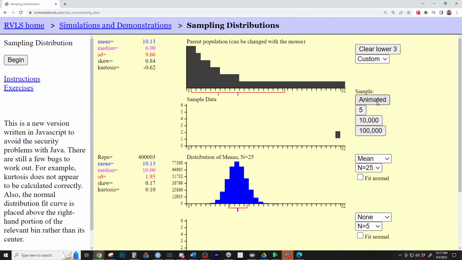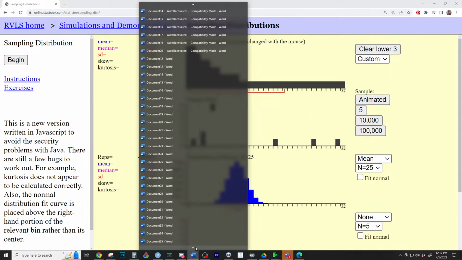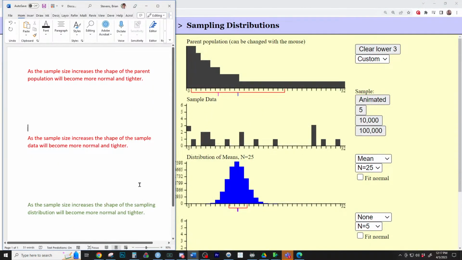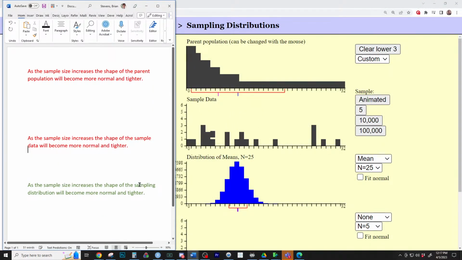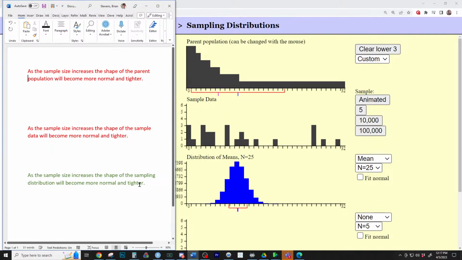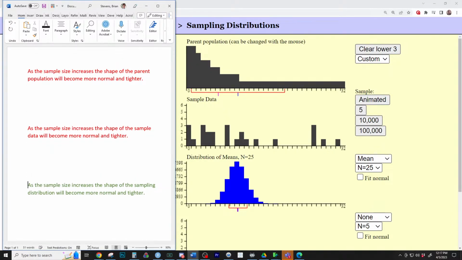But the sampling distribution is what can happen theoretically over repeated sampling. So you can see right here how I have it listed, and I'm trying to connect it to where the colors are for this. So these are not true. As the sample size increases, the shape of the parent population will become more normal. No, the sample we take will not change what the data looks like. Does that make sense for the top one?